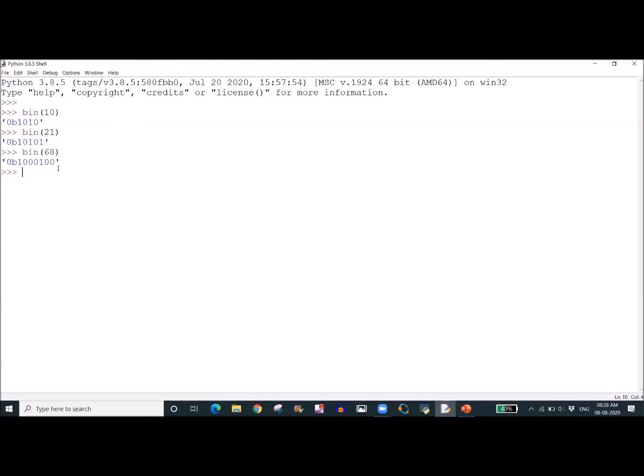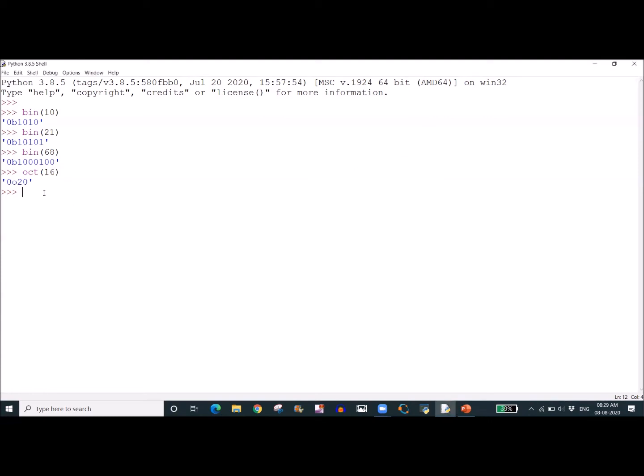Now how to convert decimal to octal, that we will discuss. For that we are writing octal of some 16. So this is the octal equivalent of decimal. So 0, 2, 0. This is 8 to the power 0, and this is 8 to the power 1. 8 into 2, 16. So this is absolutely correct.